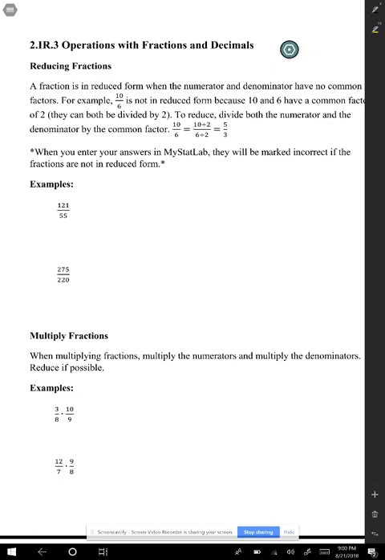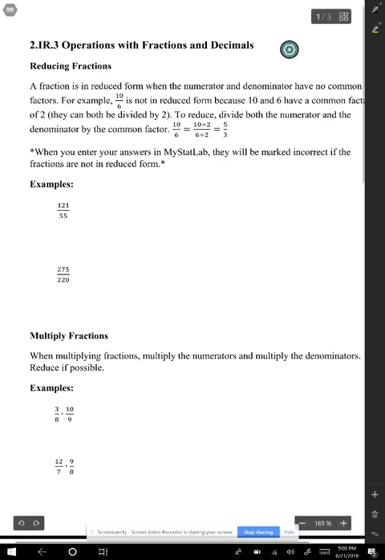I'm going to show you how to do this the same way that is shown in your help me solve this and show me an example in your online work, so that if you need help solving a problem, I've shown you a similar method to what they're showing you. So we'll start with the 121 over 55.